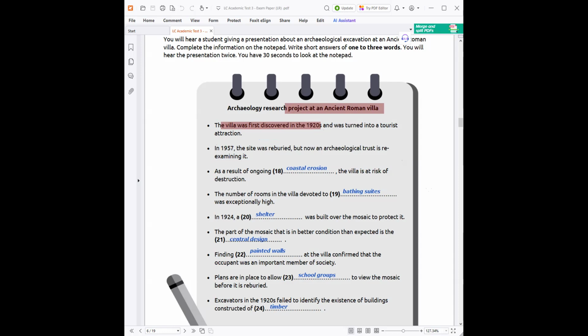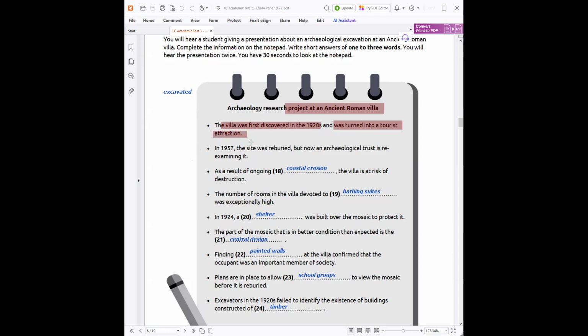This villa, which is near Folkestone on the south coast of England, was first excavated back in the 1920s. First excavated. Excavated means digging was done, discovered, found. He's using the word excavated. It just means discovered, brought to light. They were digging it, they were discovering it. Excavated. And at that time had been turned into a tourist attraction. It was turned into a tourist attraction. Verbatim he's speaking what is written here. So easy for us to keep track of it.